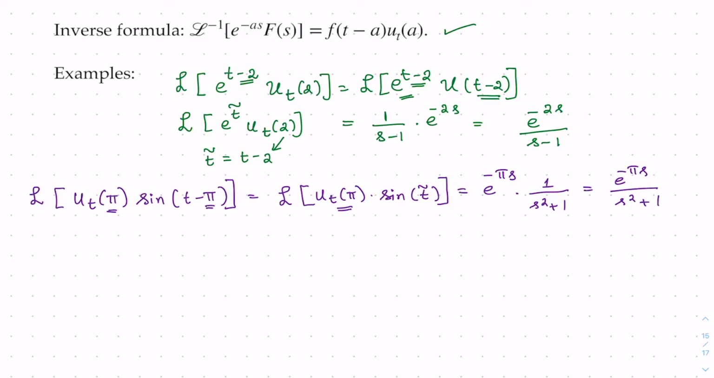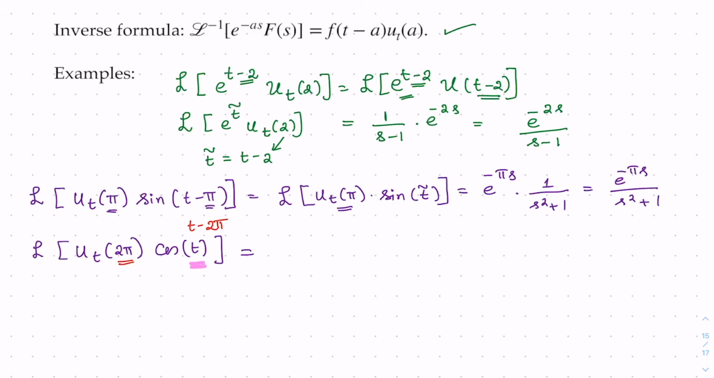Now let me ask you this. What would be the Laplace of u t of 2 pi cosine t? I cannot do this just like that, right? The reason is that this one does not have a t minus pi inside. If it had a t minus pi, then I'm fine. If this was t minus 2 pi, then it's wonderful.